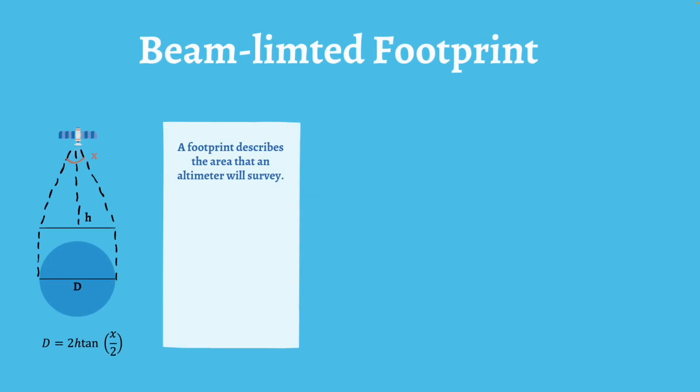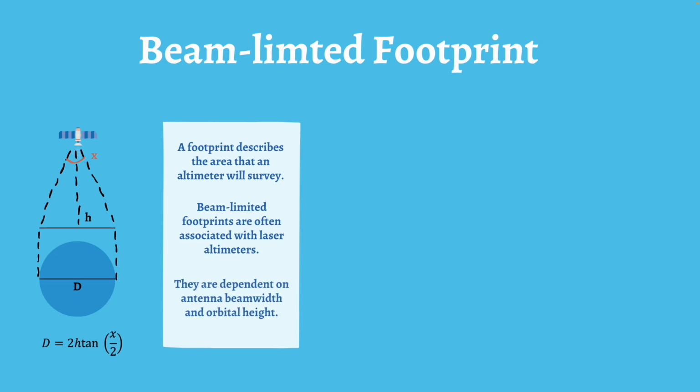A footprint describes the area that an altimeter will survey. Beam-limited footprints are often associated with laser altimeters. They are dependent on antenna beam width and orbital height. The diameter can be calculated using the equation in the bottom left-hand side of the slide.